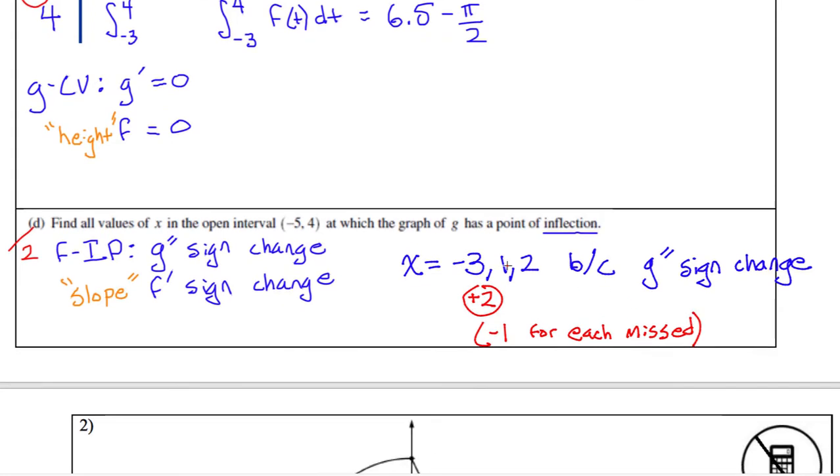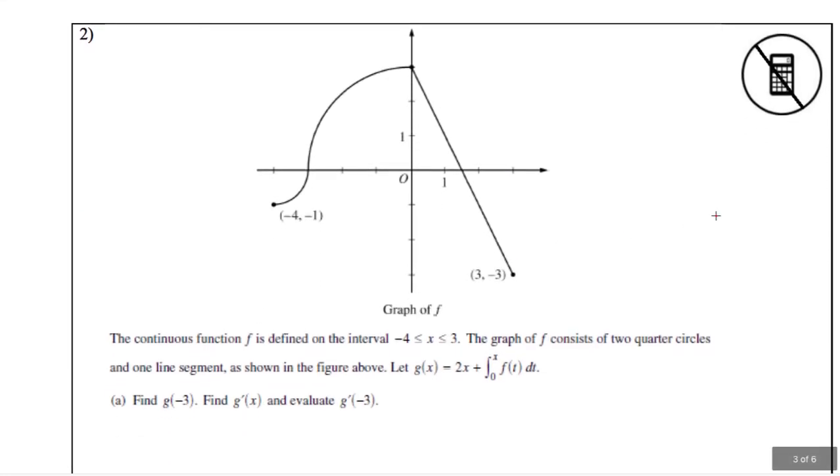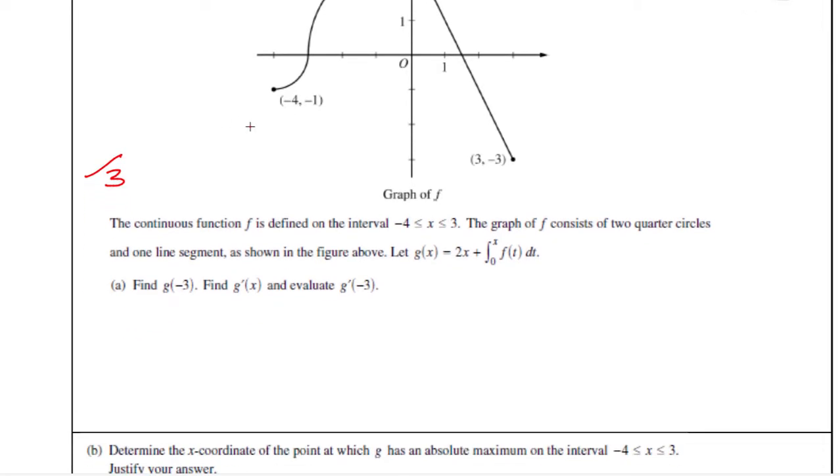All right, and we are on to number 2. 2A. Flipping to my solution guide right here, number 2 was out of 9 points. Obviously out of 9, but part A was out of 3 points, so I can put that down here. It's out of 3 points. All right, and 1 point for each of these 3 things that we're looking for.